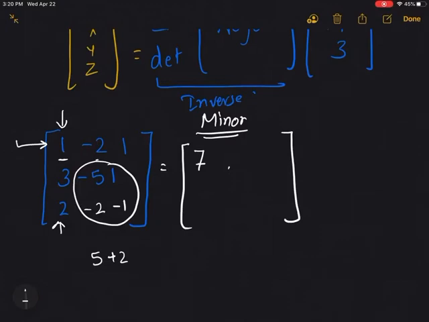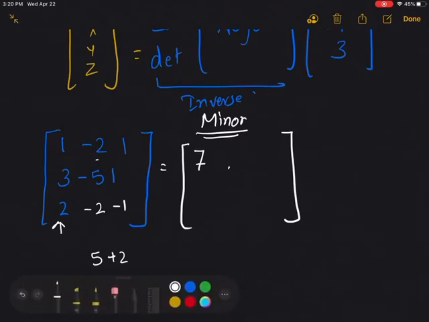I'm just going to show you one more, and then the rest I already have done. I'm just going to copy those. So let's say I'm looking for the minor for my second number, which is this here.